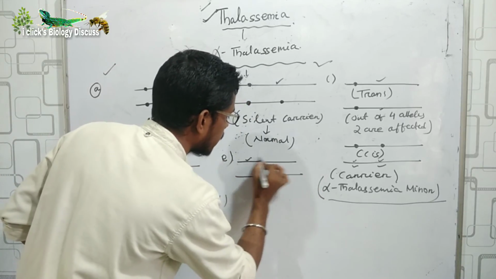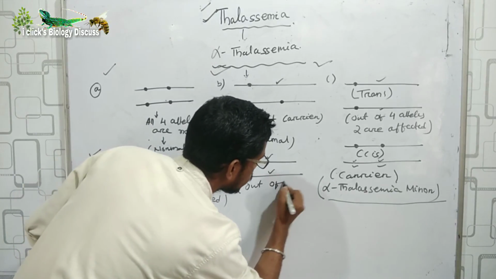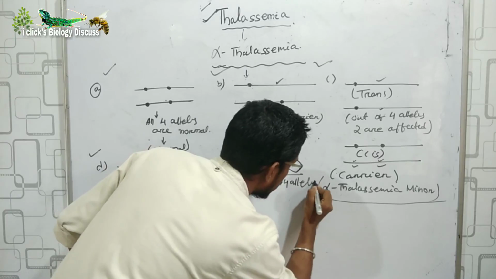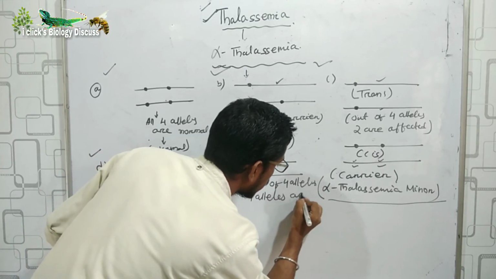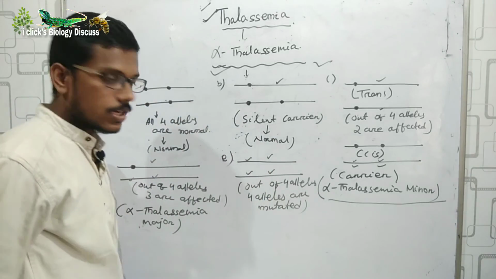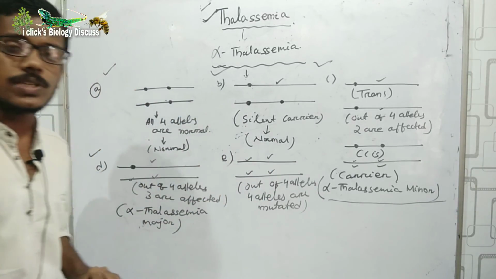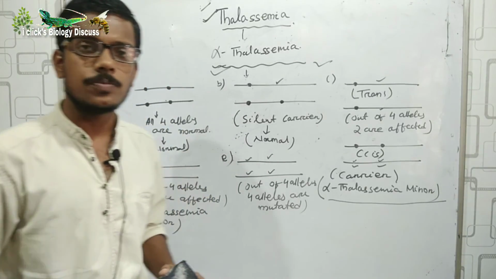Here, all these alleles are mutated. Out of 4 alleles, 4 alleles are mutated. If all these alleles get mutated, what will happen? There will be no synthesis of the alpha globin chain.